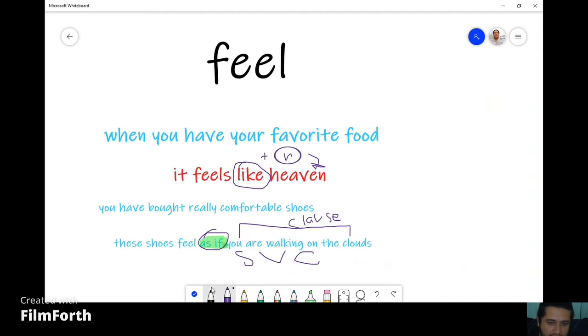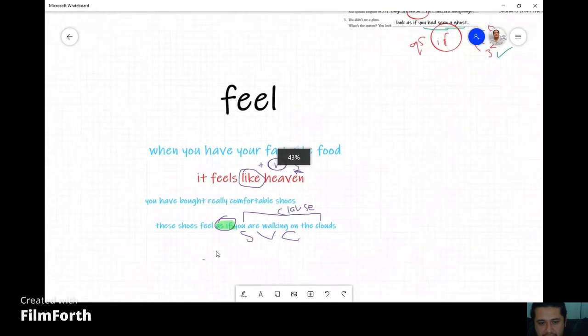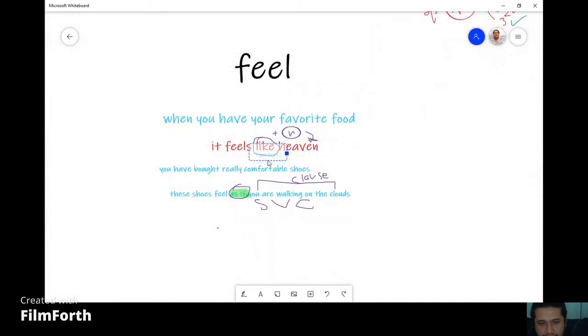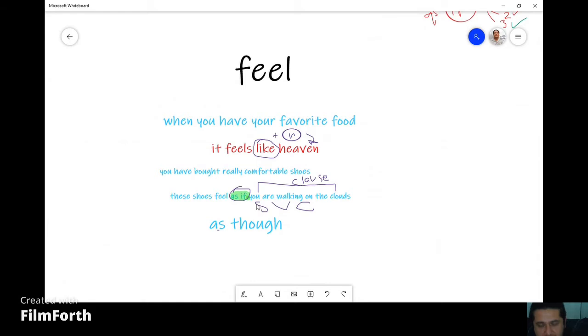This is what you see over here. This is a clause. All right, a clause means that you're going to have a subject, a verb, and of course the complement. So when you are using as if or as though, because it's the same, okay, as though and as if, they are practically the same. So you can use as if or as though for comparing something with a clause.